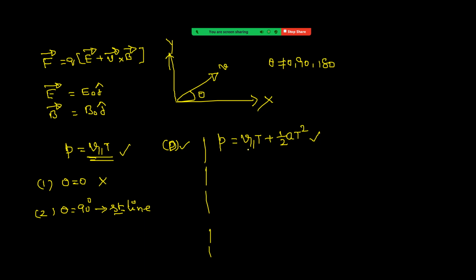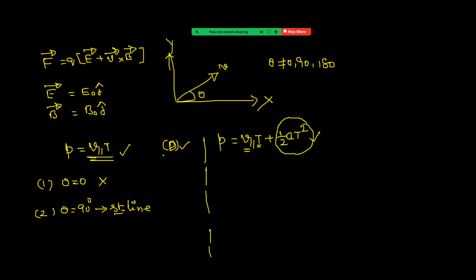The reason is that this V parallel is not a constant. Here the important point is V parallel is not a constant. Even though half A T square is a constant and T is also a constant, V parallel is not a constant. That's why the pitch keeps on increasing. So in this case, the pitch keeps on increasing because of the presence of the electric field vector along the magnetic field vector.